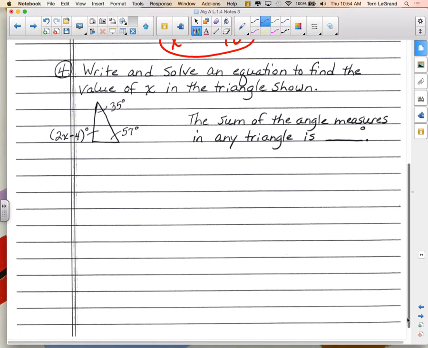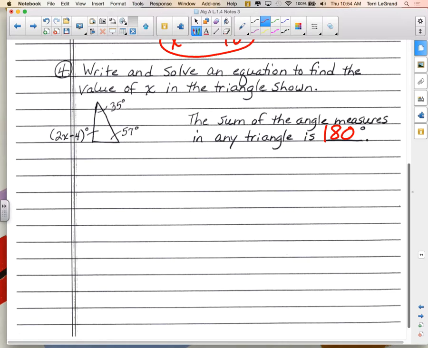Does anybody happen to know what the sum of the angle measures in a triangle is? All 3 of them, no matter what triangle you have, all 3 angle measures have to add up to something. 180 degrees. You can count on this always, so make sure this is in your notes. You can count on always that the sum of the angle measures in any triangle adds up to 180. So, we have 3 angle measures, don't we?